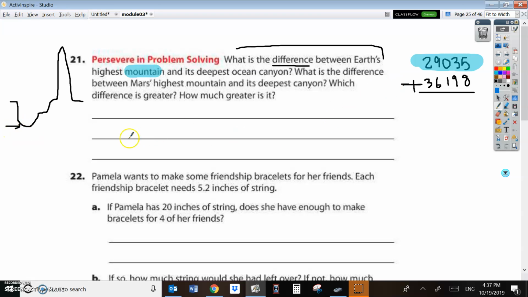is negative 36,198, and up here is positive 29,035. So we want the difference from here to here, so we need to add it. Just like here, we're adding it here. Alright, so that's 13. Looks like 10 plus 3 is 13 again.